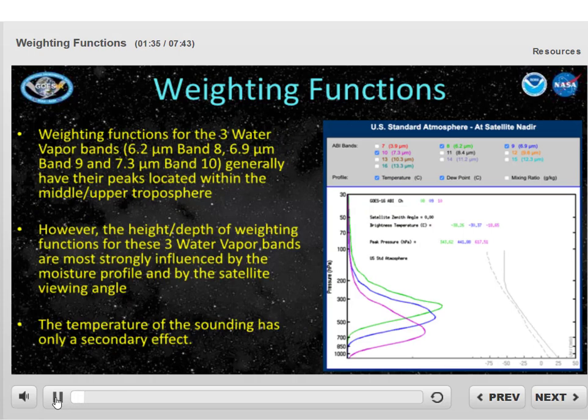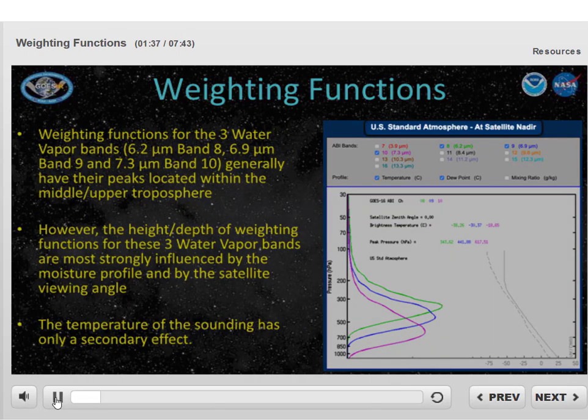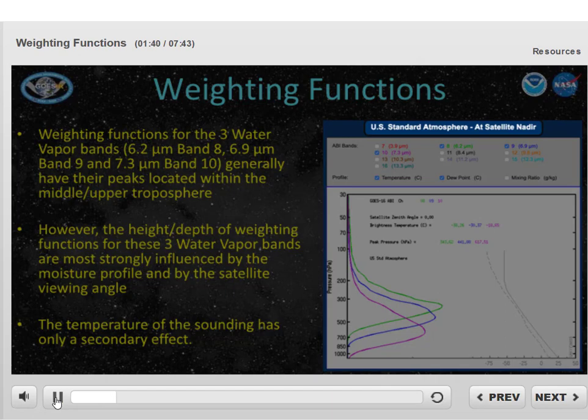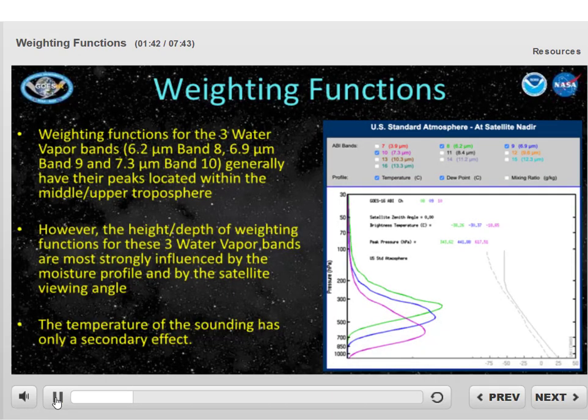Weighting functions for the 3 ABI water vapor spectral bands generally have their peaks located within the middle or upper troposphere. Water vapor in the atmosphere absorbs energy at these wavelengths as it moves through the atmosphere. Absorption is most effective at 6.2 micrometers and somewhat less effective at 7.3 micrometers. Thus, a signal from farther down in the atmosphere is possible at 7.3 micrometers. The height and depth of the water vapor weighting functions are strongly influenced by two factors: the moisture profile of the atmosphere and the satellite viewing angle or zenith angle.